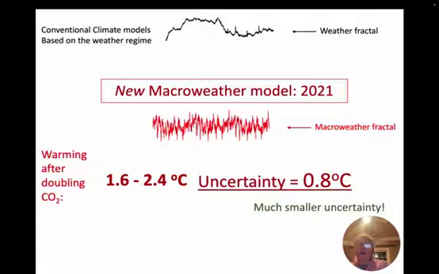Mainstream climate models start in the weather regime and forecast the weather hourly to 2100, only to average most of it out to get a 10-year temperature estimate. The averaging confirms that most of the details are irrelevant. The alternative is to exploit the different macroweather fractality and to directly construct macroweather models starting at monthly resolutions.